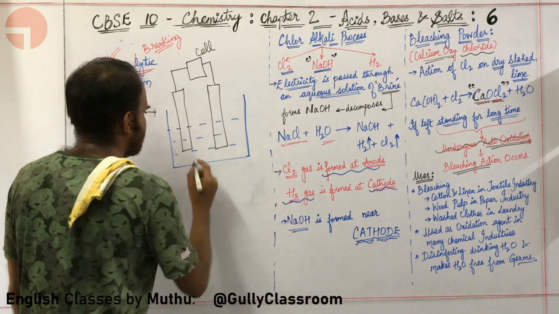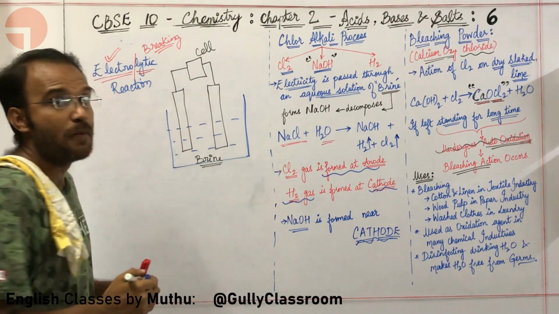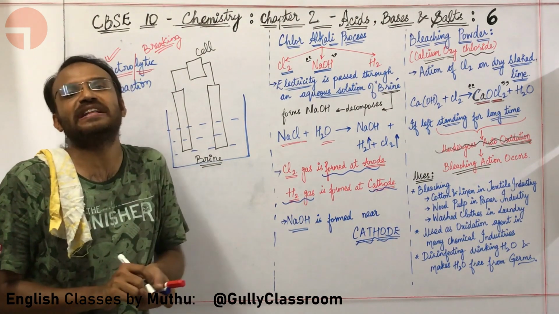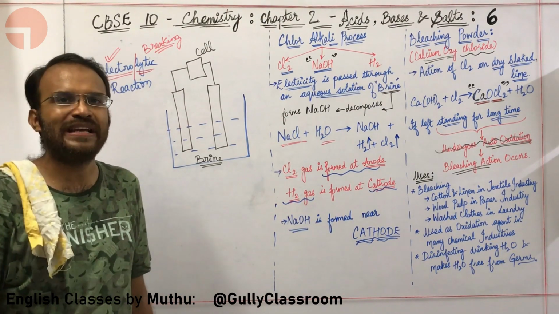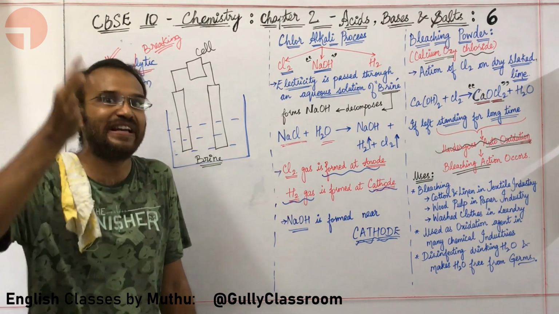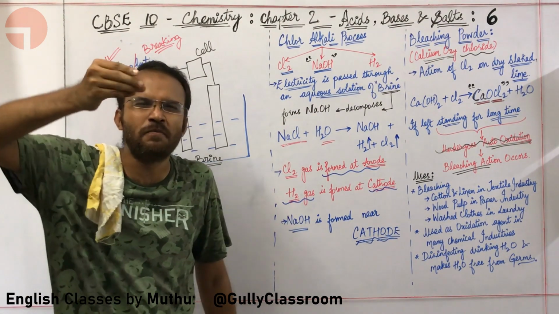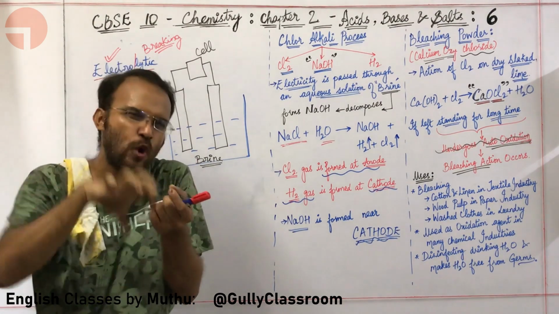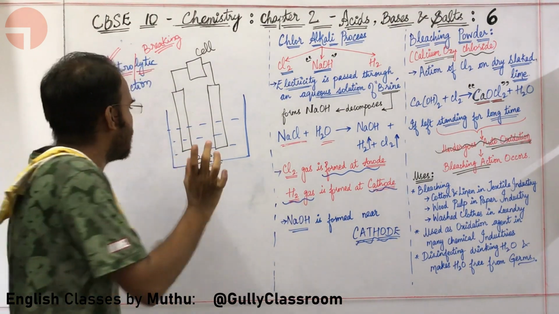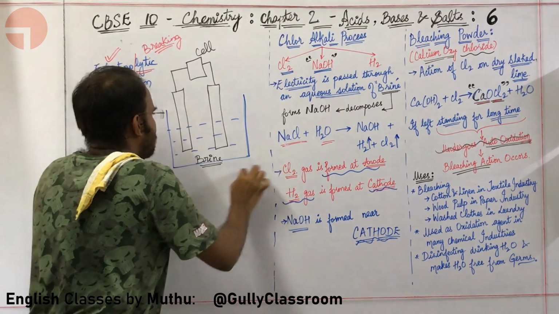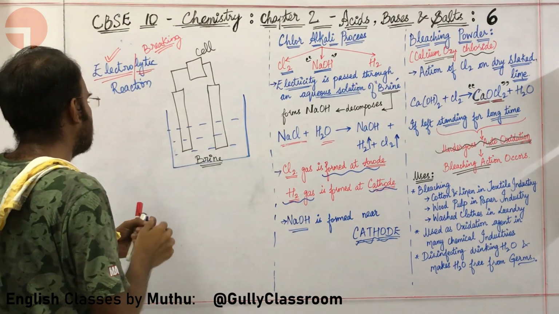Here I am taking brine. What is brine? Brine is a very thick solution of salt. Brine is nothing but a very thick solution of water and salt. The brine will be more or less like a paste. There will be so much salt in water that it will become a paste. That is called brine. You are taking brine in a vessel, dipping two rods and connecting it to a cell.